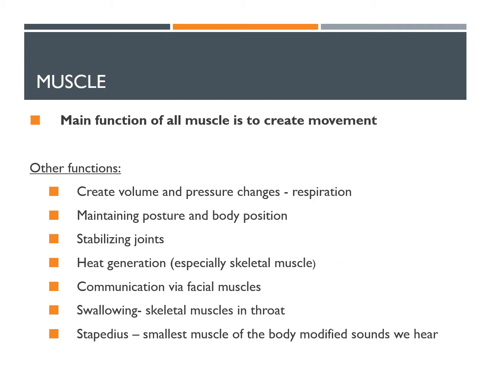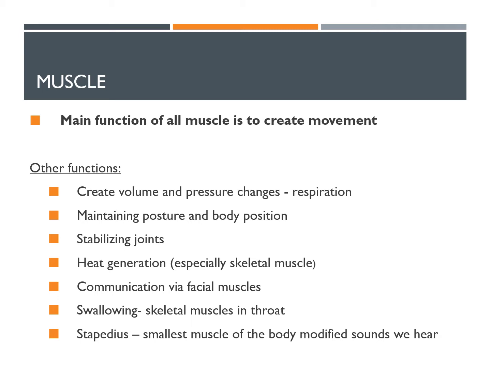Other functions of your muscle include creating volume and pressure changes. For example, when you breathe, it's the contraction of muscles like the diaphragm and the relaxation of the intercostals that actually changes the volume of the thoracic cavity, allowing us to inhale and exhale air. Our muscles also help maintain our body posture and position. As you sit in a chair, muscles along the spine contract to hold your spine erect.